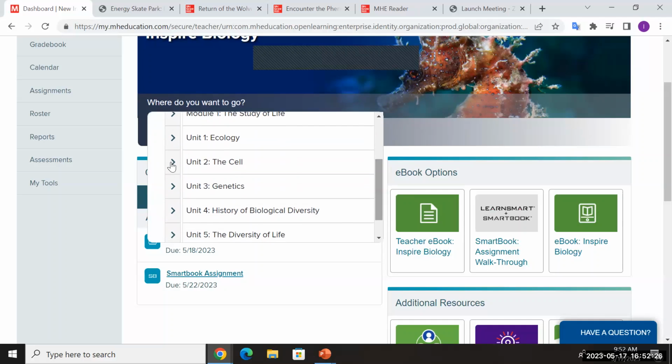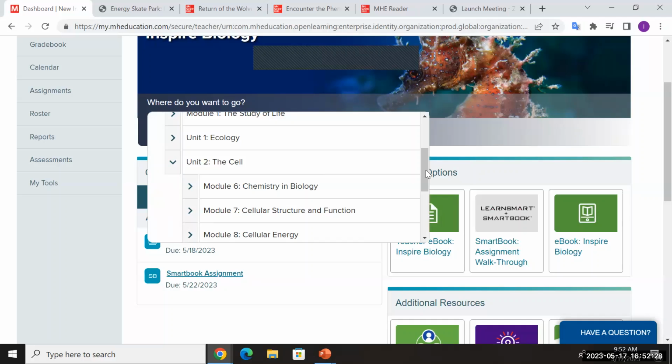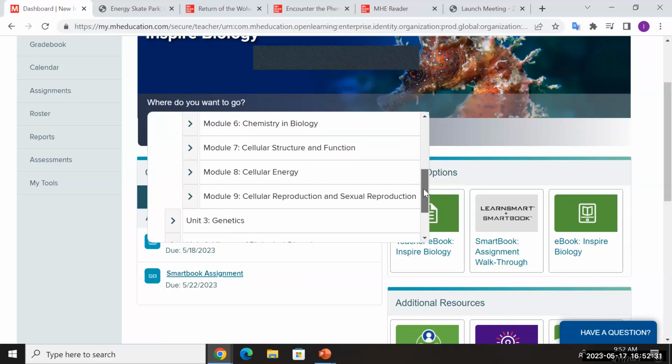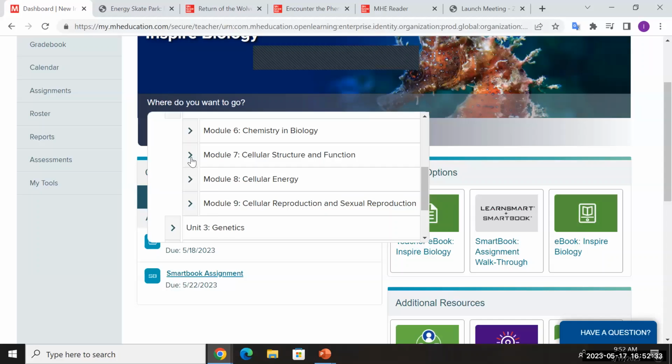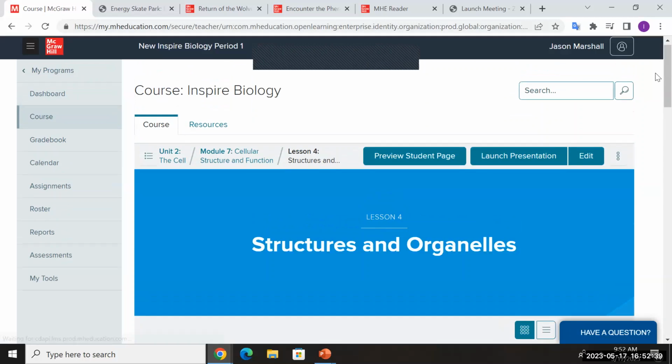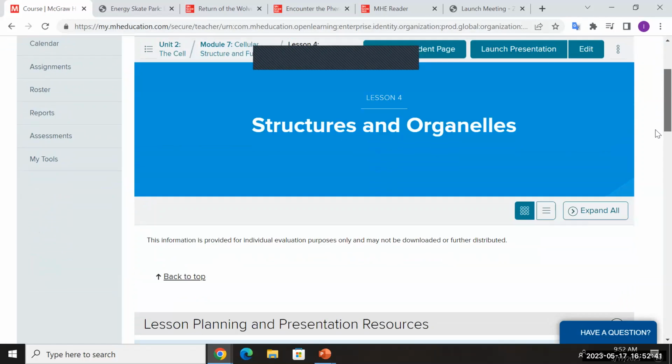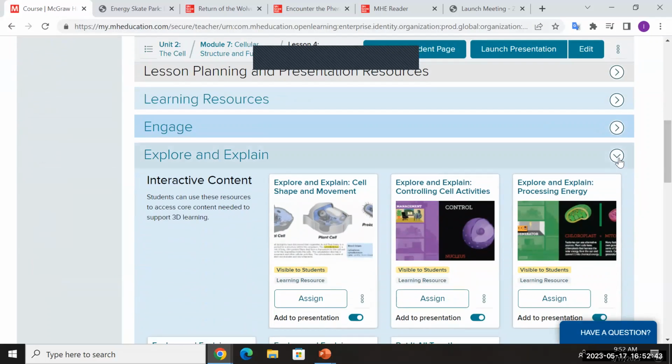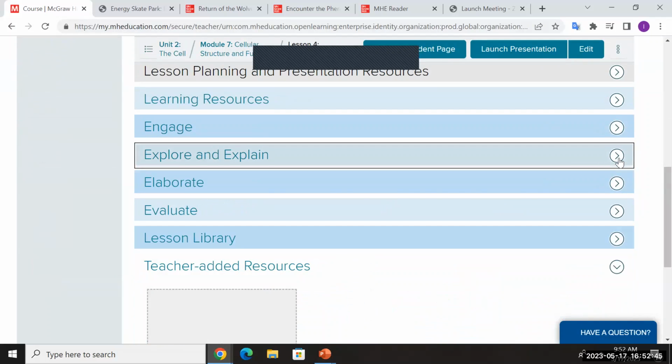Maybe it's Unit 2, the cell. Let's open that up. Okay, what within Unit 2? Maybe, how about Module 7, cell structure and function? And maybe I want to go into Lesson 4, structures and organelles. And here I'll have McGraw Hill resources organized into handy little digital file folders.